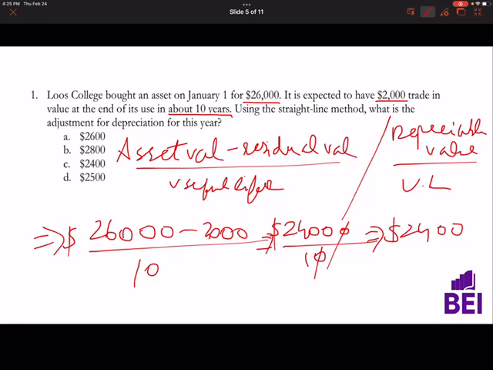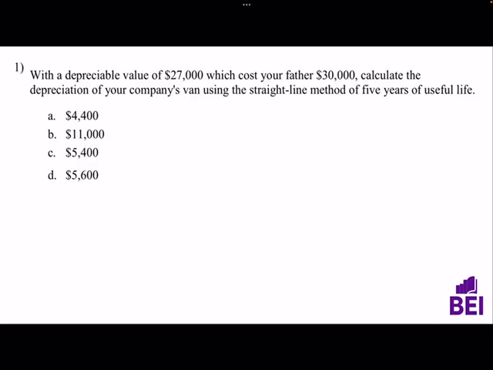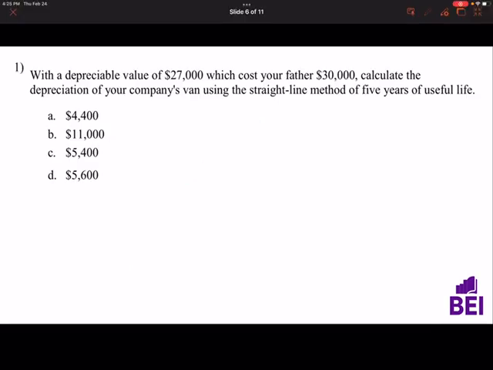And since we know that in the straight line method, the depreciation for every year is going to be the same, the adjustment for this year is also going to be $2,400. And adjustment in this case is the same as the amount of depreciation for this year, so do not get confused. We have C as 2,400, so let's just circle that and then move on.